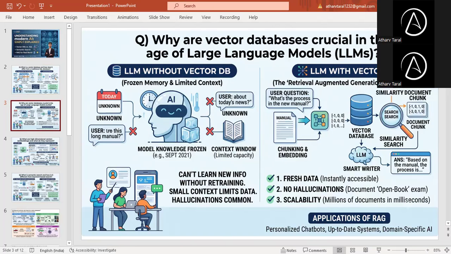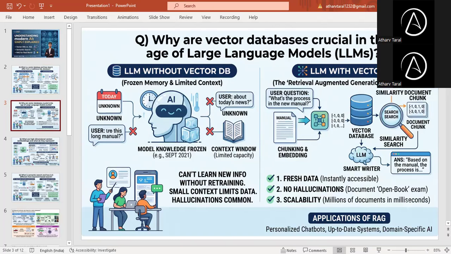There is also a limit on how much information you can text to an LLM at one time. This is called the context window. So you cannot just copy paste 500 pages or 1000 pages manually into a chat and expect it to remember everything perfectly. Basically, this is where the vector database comes in. Instead of trying to make AI memorize everything, we store our data as embeddings, which are nothing but numbers that represent the meaning of the text.